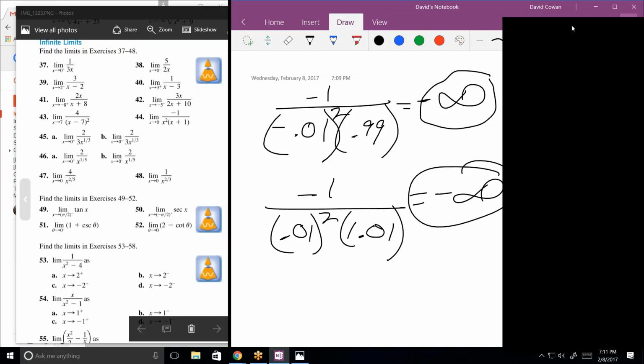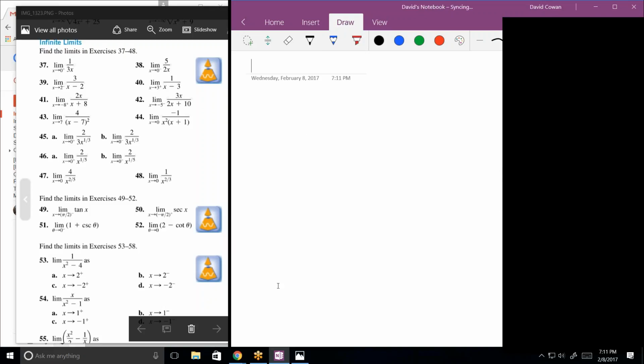All right, let's have a look at 45. Interesting, so far, all the ones we've done, if it goes to a number without going from the left to the right, it exists, right? In other words, they haven't given us one yet that does not exist. 45 is what? So infinity. Okay, 45b. Negative infinity.